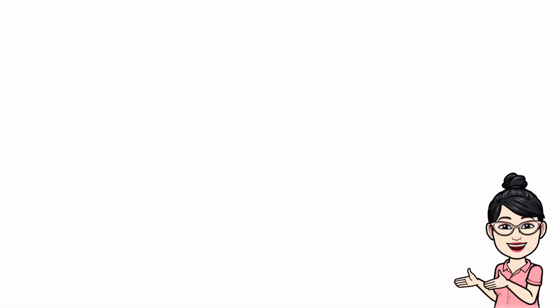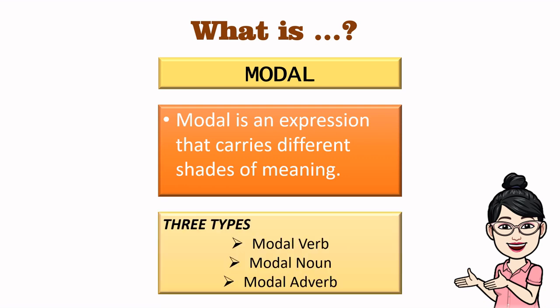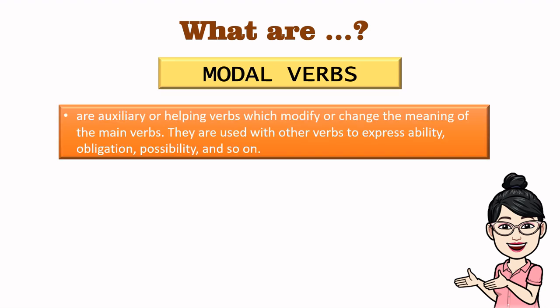Let's go straight to the definition of modal. What is modal? Modal is an expression that carries different shades of meaning. We will explain this further by discussing its three types. We have the modal verb, modal noun, and modal adverb. Let's talk about modal verbs first. Modal verbs are auxiliary or helping verbs which modify or change the meaning of the main verbs. They are used with other verbs to express ability, obligation, possibility, and so on.